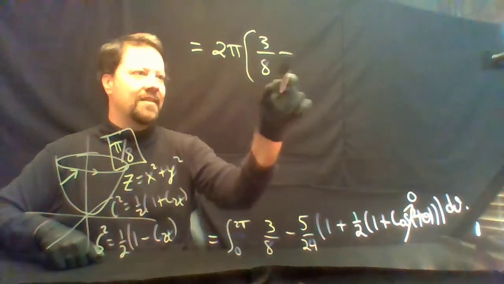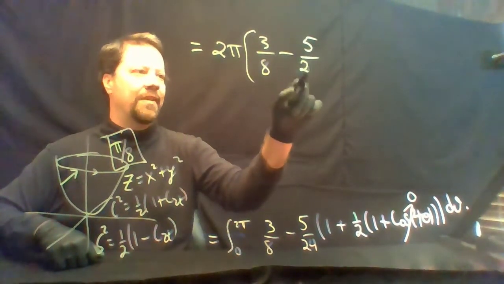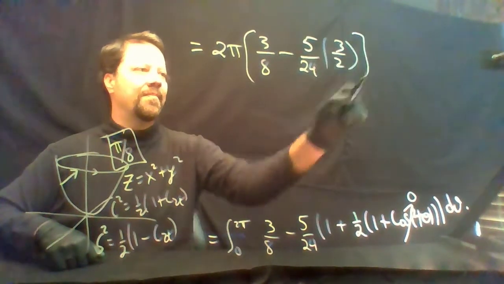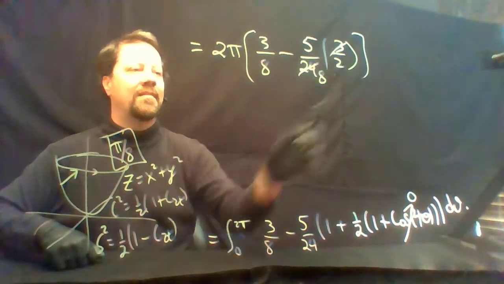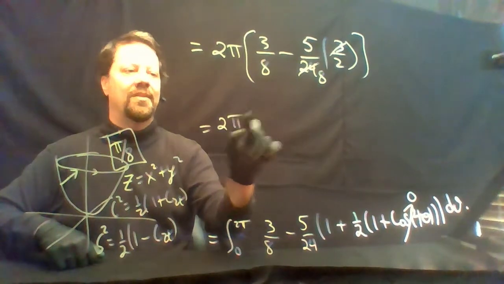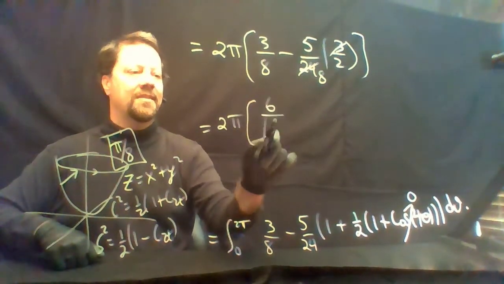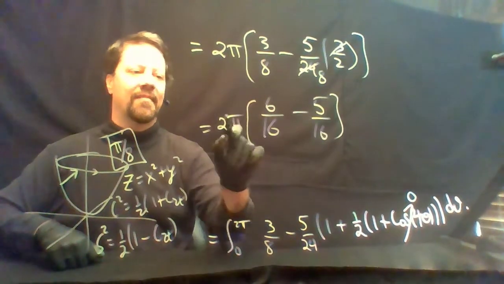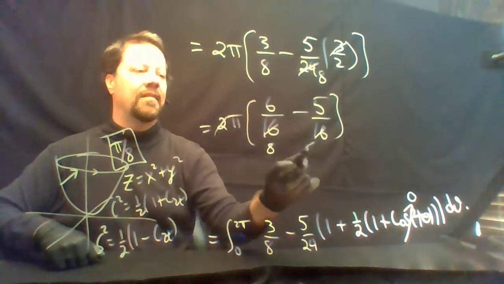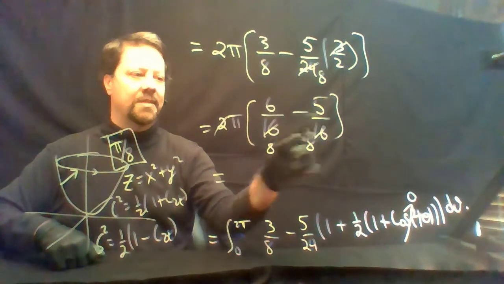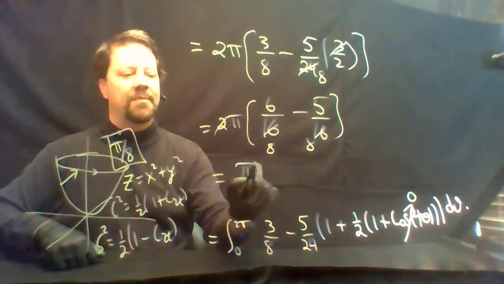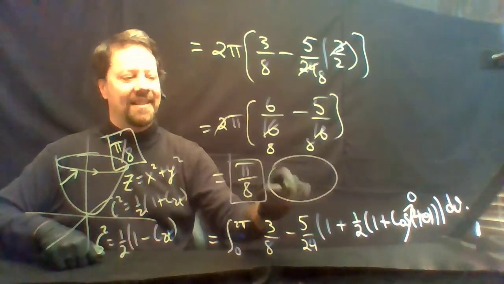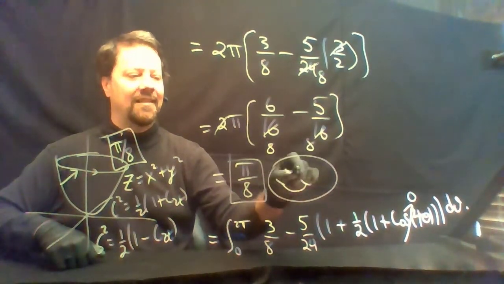It'll be 3/8 minus 5/24 times 3/2. That's 2 pi times 6/16 minus 5/16. We end up with 6 minus 5 is 1, times pi over 8. And that makes us exceedingly happy.